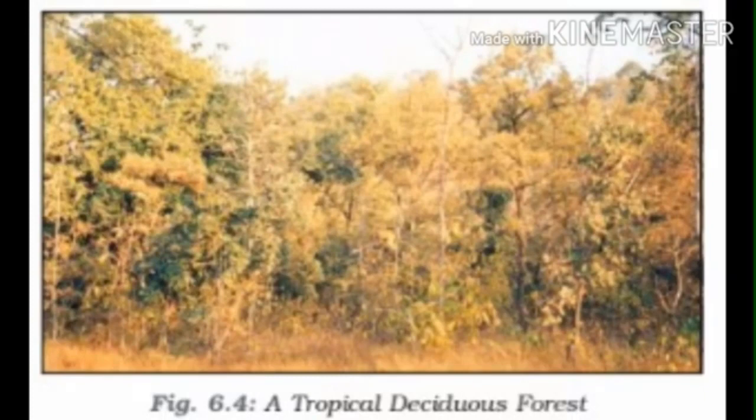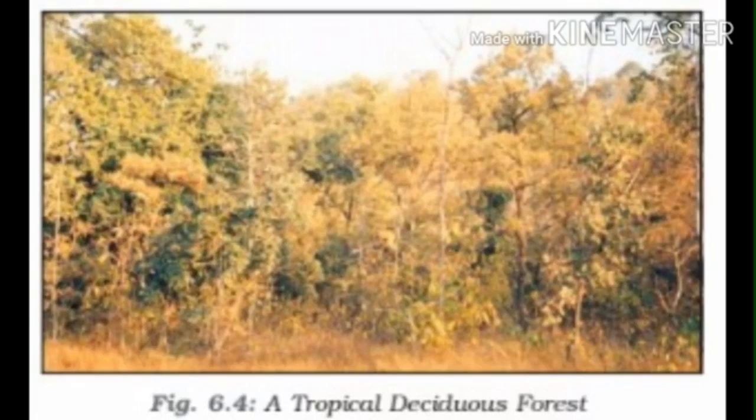Okay. And then tropical deciduous forest. Tropical deciduous forest is also called tropical monsoon forest. Clear? Then the trees in this type of forest shed their leaves in the dry season. This type of forest has great economic value. Why? Because the woods of these trees are used for making furniture, then transport equipment and so on.